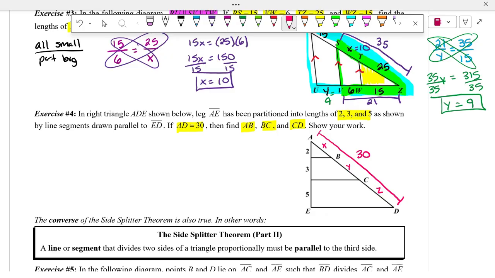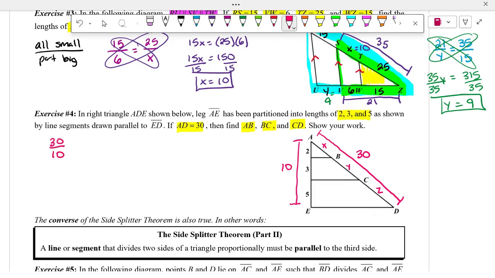Now, we actually got to use one of the things that we did earlier today with the warm-up to find one of the sides before we can do side splitter. What do we need to do? Well, I would combine these first. So that's the first part. 30 over 10 is the first part.